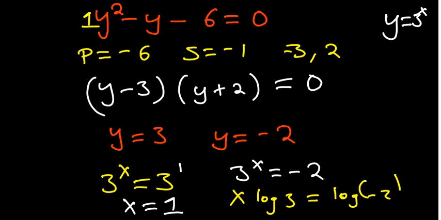But of course, for Olympiad cases, you can just say your x is log of minus 2, because calculators are not allowed, divided by log 3. So you can end at that point. So that's how you basically approach this question, by applying the rules of indices.